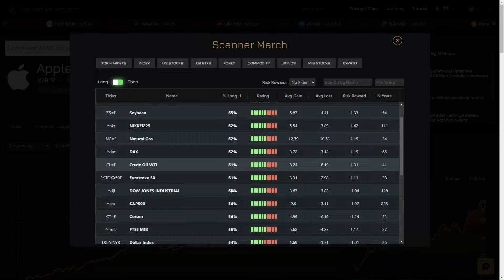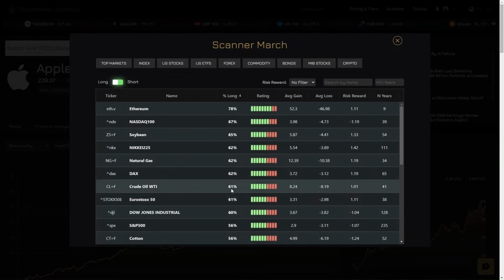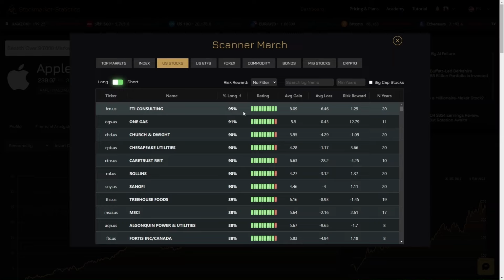This scanner analyzes tens of thousands of global markets in just one click and finds the best trading opportunities for each month. Every month, you can discover signals that boast over 90% win rates in statistical backtesting.